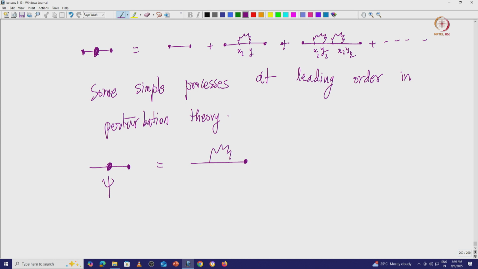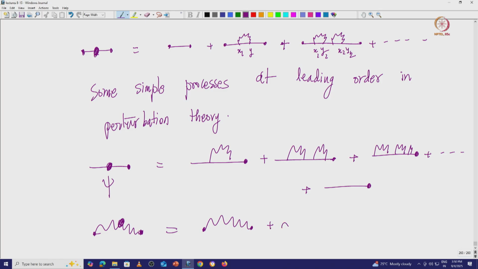Now, similarly, the propagator of the photon also can get modified. At the tree level, the propagator of the photon is just this. I forgot to write the tree level external line. And then what does the propagator of the photon get modified with? The propagator of the photon gets modified with blobs like this.